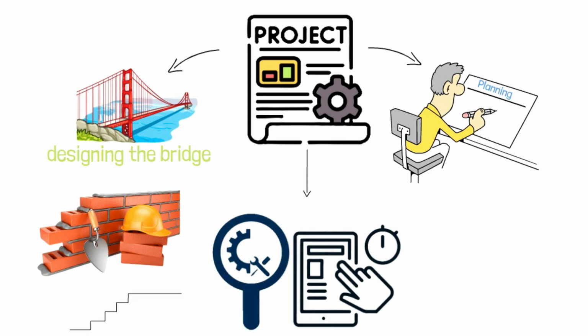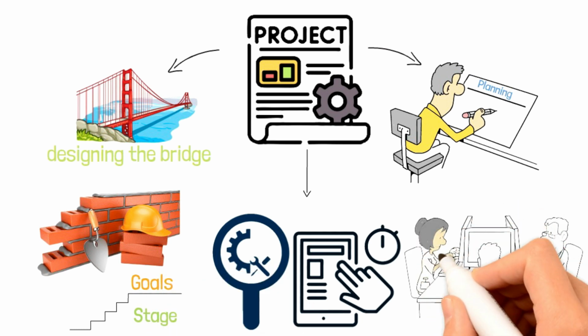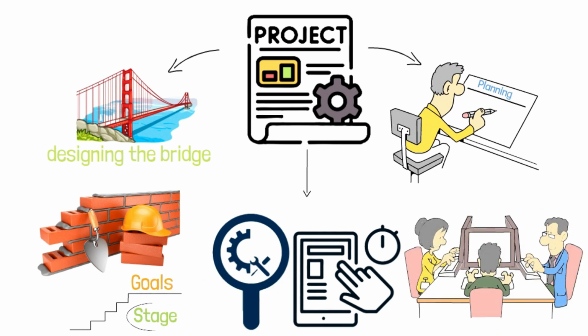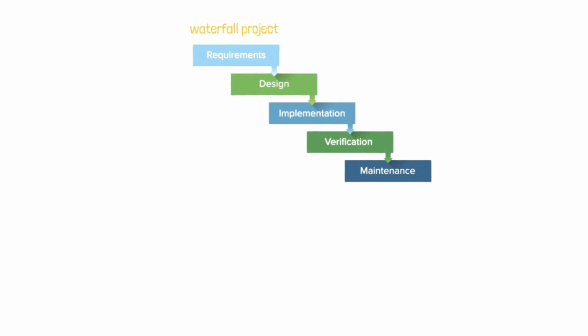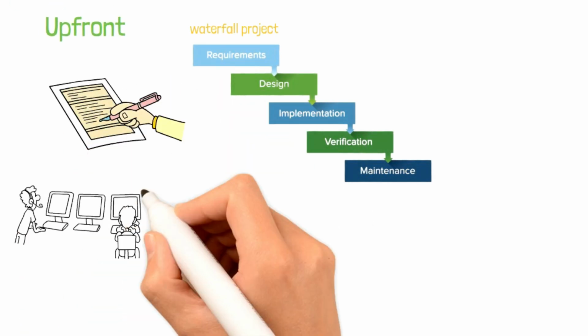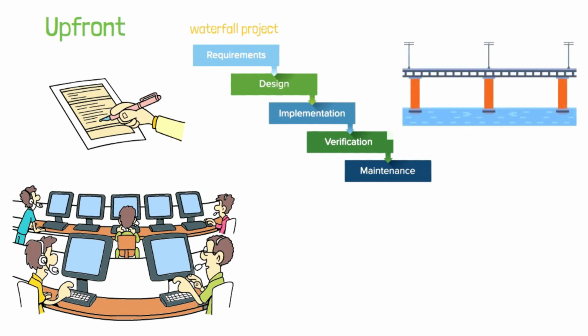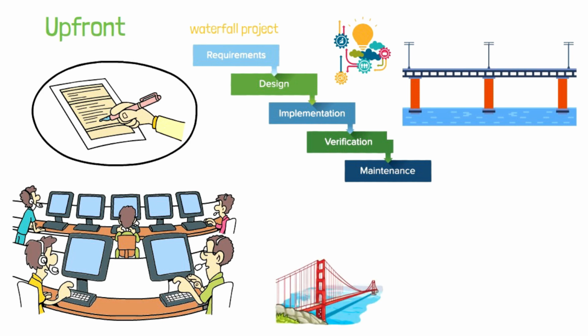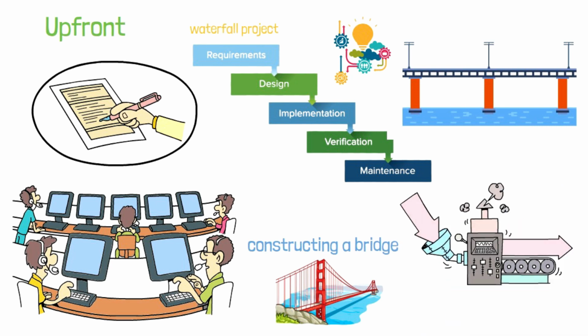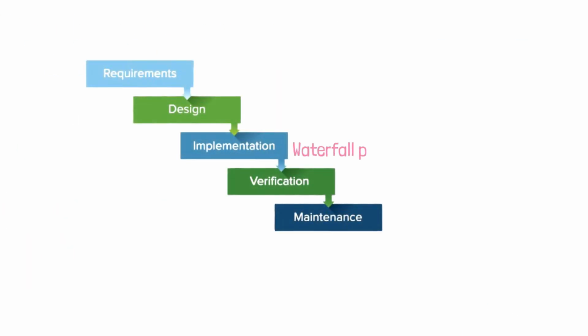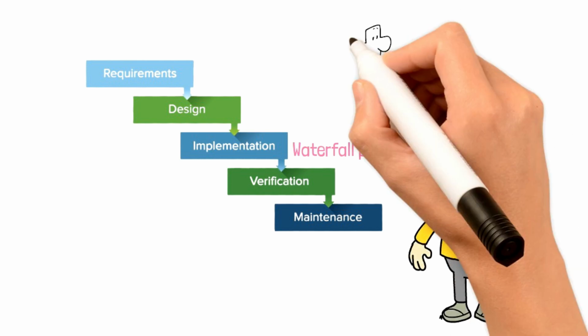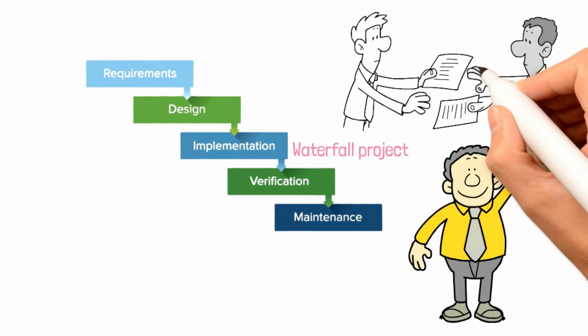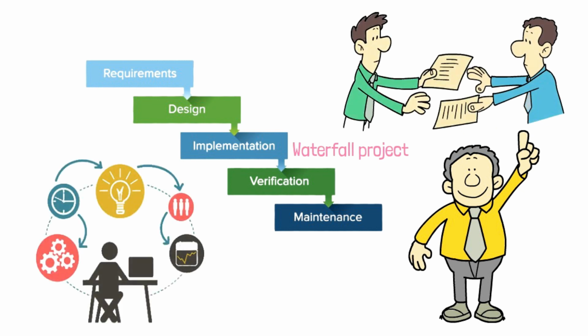Each stage has a clear set of goals, and the project team moves on to the next stage only when the previous one is complete. In a waterfall project, all the requirements are defined upfront and the project team works towards delivering the final product. This approach can work well for projects with well-defined requirements and a fixed scope, such as constructing a bridge or manufacturing a machine. However, in waterfall type projects, it can be challenging to adapt to changing requirements or new information if that emerges during the project.